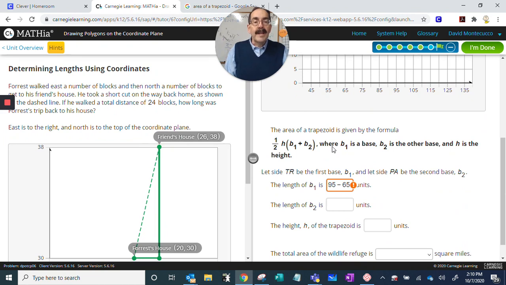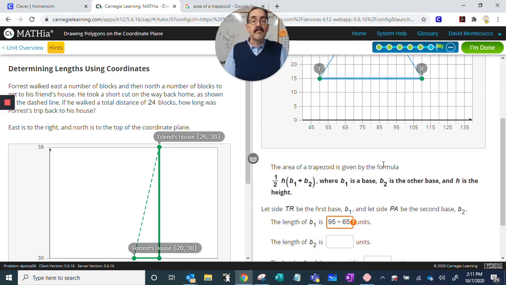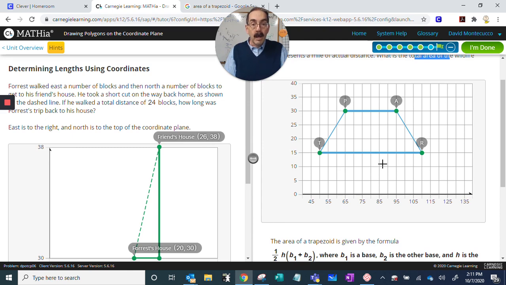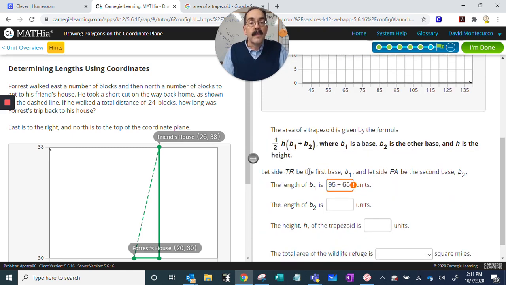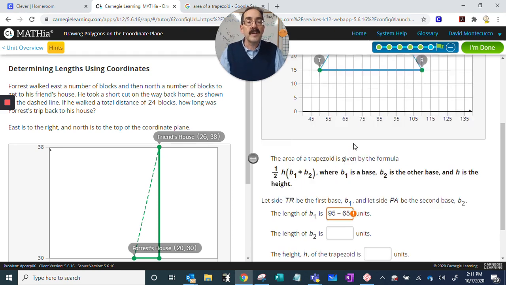You had to actually pick the formula. They had them listed. 1/2 top plus bottom divided by 2, 1/2 times the top plus the bottom, then times the letter H, which is the height. Now, let's say you're not good at math. You don't want to take a calculator out. And the next part says, what is the length of B1? What's B1? The first base. Let PA be the second base. Okay, TR. Let's go find TR.